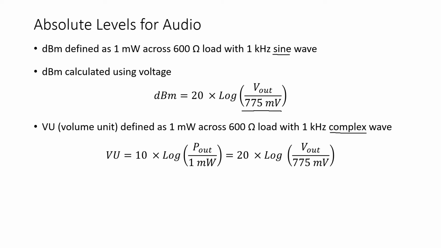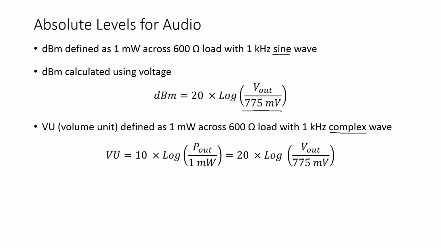And if you recall the presentation on alternating current, a complex waveform is what we see when we have harmonics added to the fundamental frequencies, such as with voice and musical instruments. So mathematically, a VU is the same as a dBm, 10 times the log of P over 1 milliwatt, which equals 20 times the log of V over 775 millivolts. The only difference is the wave shape.